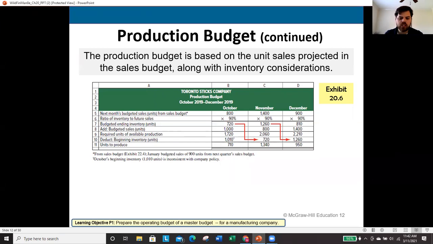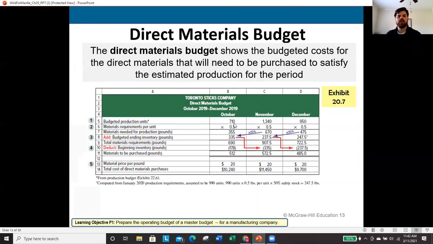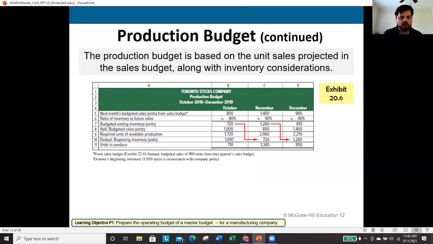Now, moving into my next piece here, we will see that my next budget is my direct materials budget. My direct materials budget will show the budgeted cost for the direct materials that are needing to be purchased to satisfy the estimated production. So this comes after that production budget, and it is the first of our 3 budgets in this region. So we'll look at our direct materials budget, and you'll notice that we are pulling straight from those calculations on our previous slide.